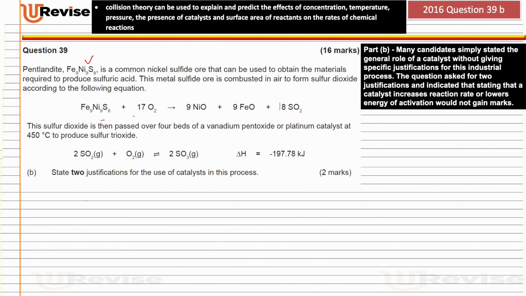The sulfur dioxide is then passed over 4 beds of vanadium pentoxide or platinum catalyst at 450 degrees to produce sulfur trioxide, which is this one. And this reaction is exothermic. How do I know? Because delta H is negative. It goes on to say, state 2 justifications for the use of a catalyst in this process.